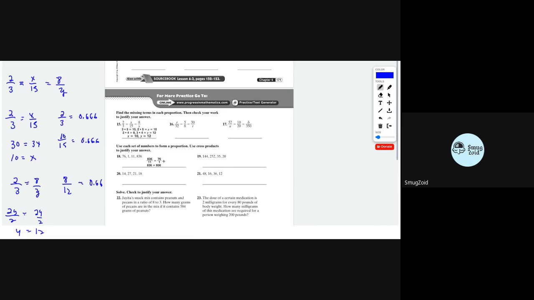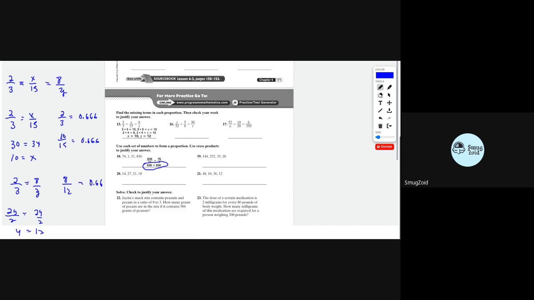This last part is where they use a set of numbers to form a proportion, using cross products to understand. They took these numbers, 76 and 1 and 11 and 836, and put them against each other. Basically, with each set of numbers, you move them back and forth to figure out how you can get these to work. I don't want to give this away anymore, and I want to do this one. This is where you actually get the problem solved.